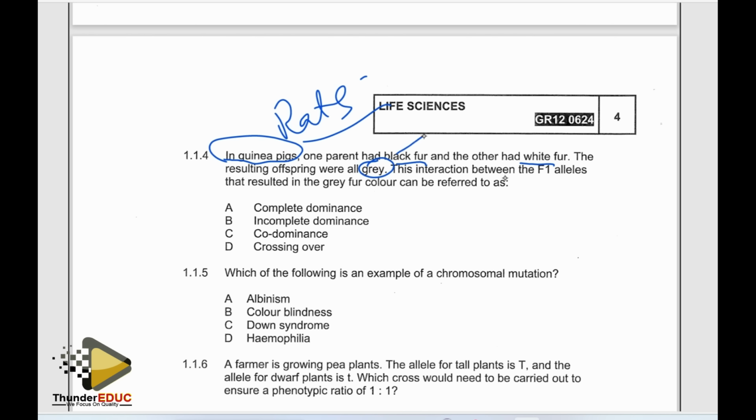So in this case, they're asking which one of the following is an example of chromosomal mutation? Albinism is a gene mutation, colorblindness is a gene mutation, hemophilia is a gene mutation, just a base has been replaced. So the only answer there is Down syndrome.